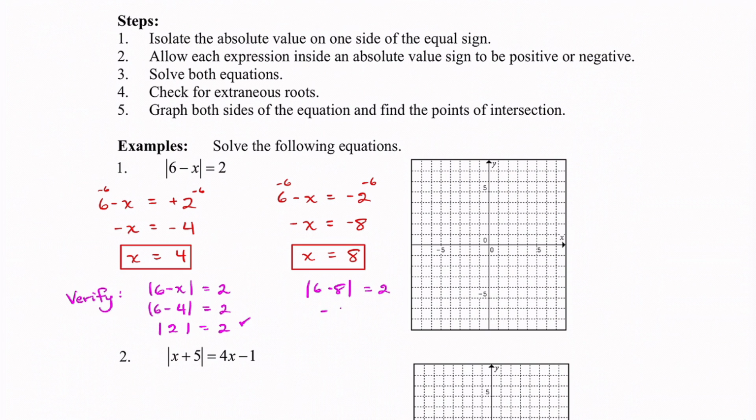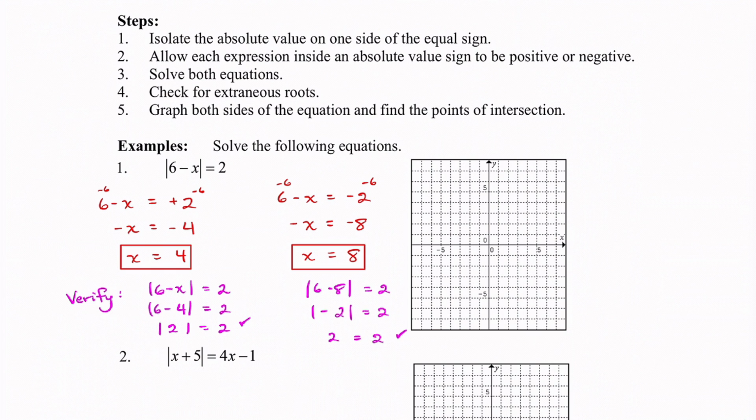6 minus 8 is negative 2. And then when you take the absolute value of negative 2, you get positive 2. So we get 2 equals 2, which is also true. So both of these solutions are good. Both have been verified. Now for the last part, which is going to be our graph.